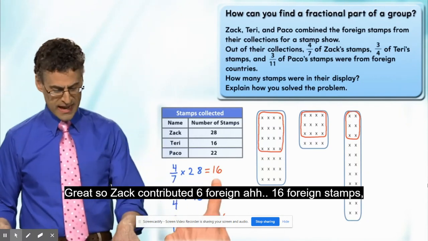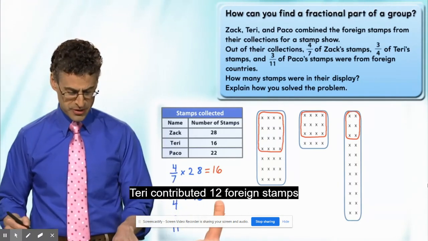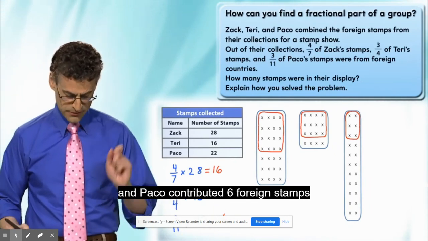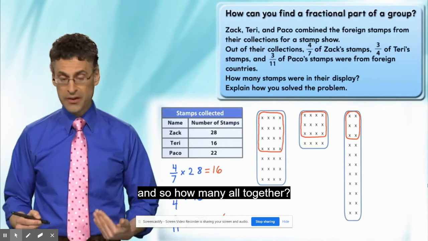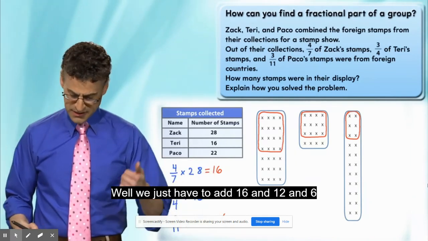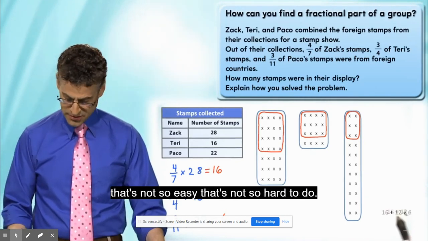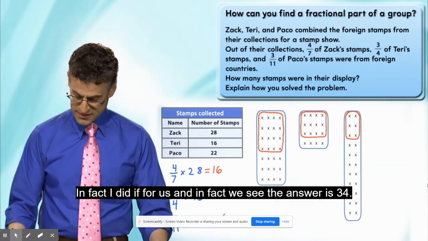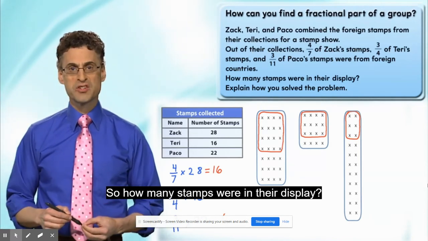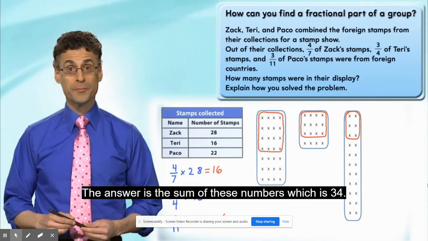Great. So Zach contributed 16 foreign stamps. Terry contributed 12 foreign stamps, and Paco contributed six foreign stamps. And so how many all together? Well, we just have to add 16 and 12 and 6. And when you add those up, of course, that's not so hard to do. In fact, I did it for us, and we see the answer is 34. So how many stamps were in their display? The answer is the sum of these numbers, which is 34.